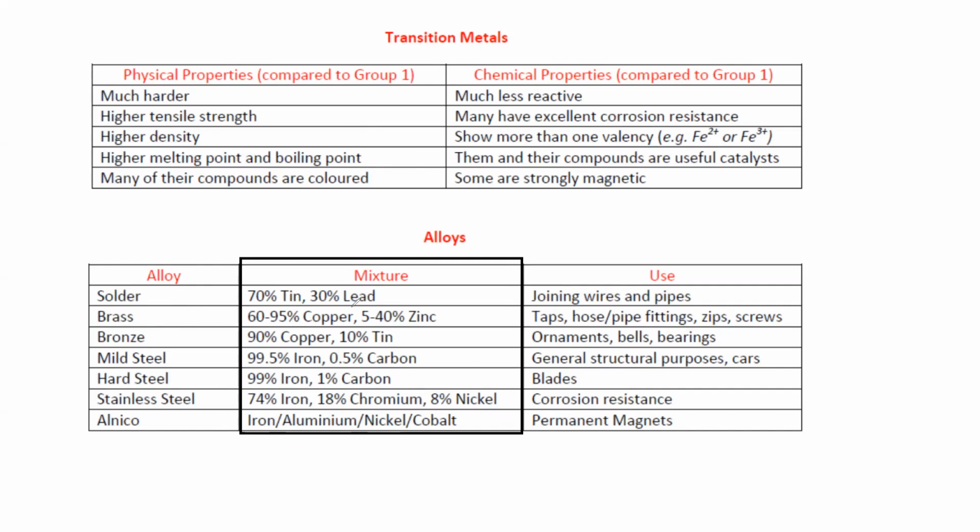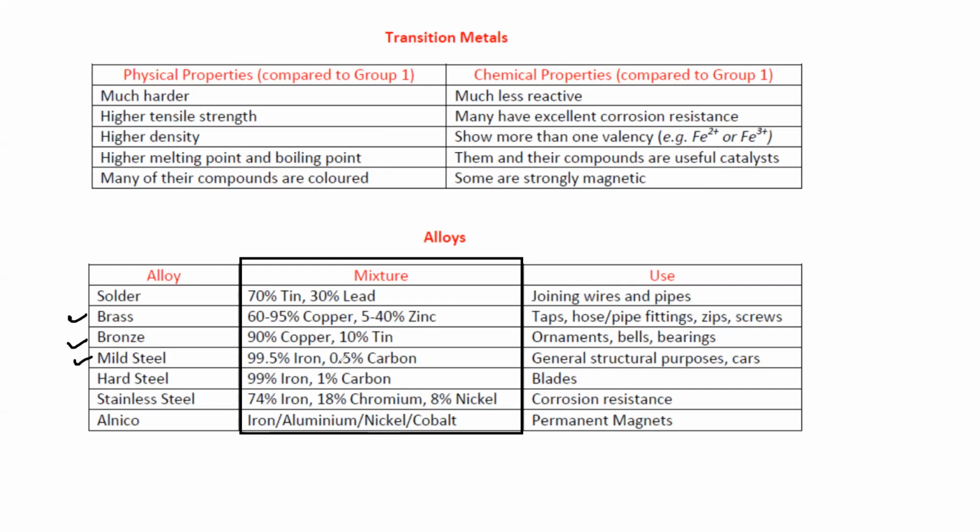Brass is there, which is an alloy of copper and zinc. You have to learn about brass specifically. It is used for taps, hose pipes, fitting. Bronze is there, which is a mixture of copper and tin, used in ornaments, bells, bearings.